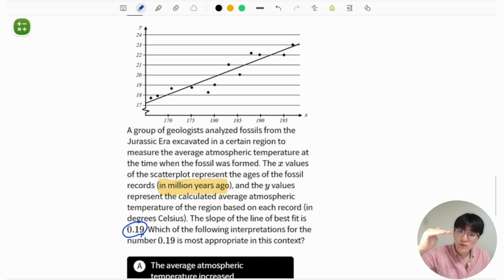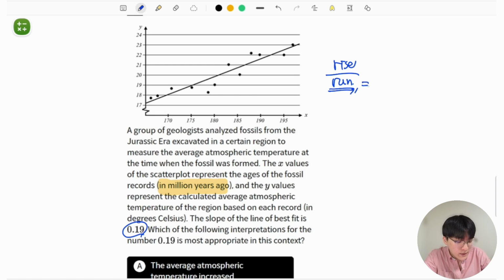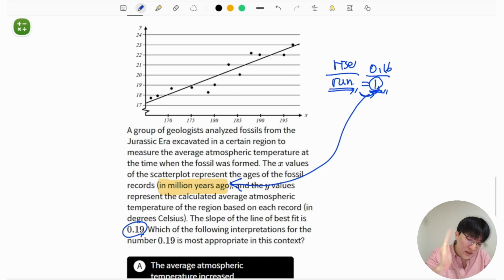That's what slope means. Rise over run. Okay? Rise over run. And if we just say run is equal to 1, so if we move 1 to the right, then that means our slope is basically 0.16. You rise by 0.16. So what does that mean? Every 1, and what is this 1? In million years. So every 1 million years, the atmospheric temperature increases by 0.16 degrees.